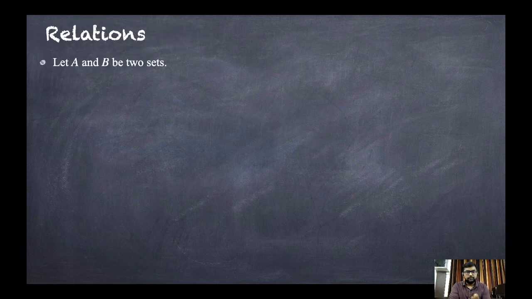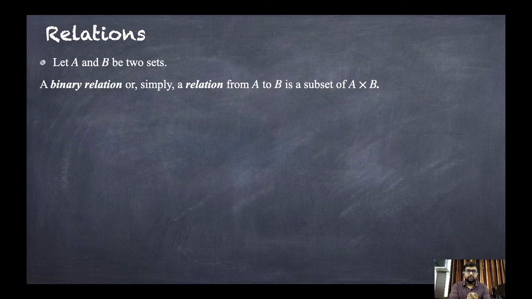Now, let capital A and B be two sets. A binary relation, or simply a relation from A to B, is a subset of A cross B. Now we all know what A cross B is. In case you don't know, I will provide the link in the I button. So it is a subset of the Cartesian product A cross B.